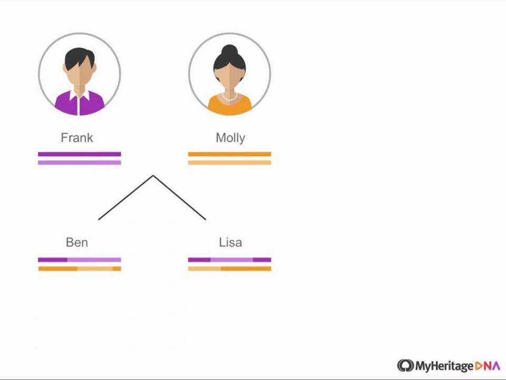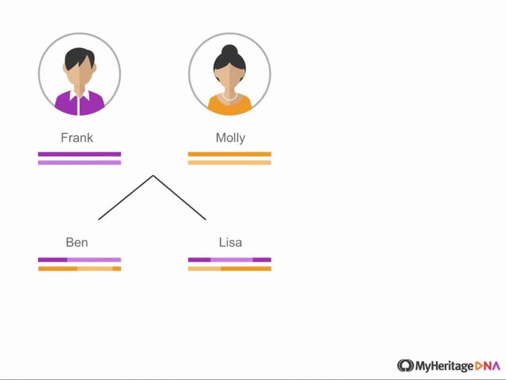So, as Yoav explained before, each of us inherits 50% from each of our parents. Let's take this example, Frank and Molly. What we're looking at are 2 purple stripes on Frank's side and 2 orange stripes on Molly's side. These 2 stripes represent one pair of autosomal chromosomes inside our body. As you remember, we have 22 such pairs. So Ben and Lisa are their children.